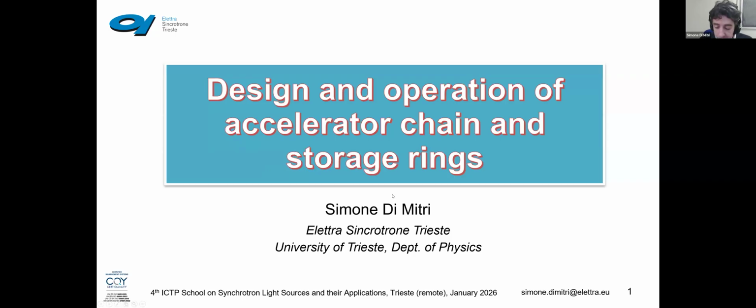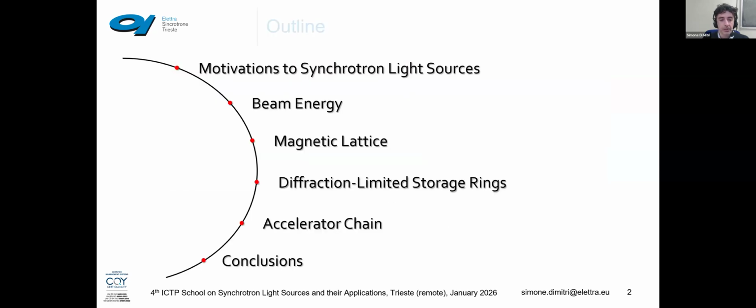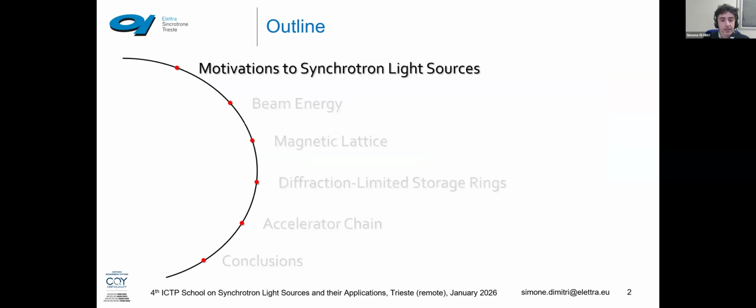Okay. So as agreed, I will basically split my lecture in two parts so that the audience will have the opportunity to put questions after the first part and after the second part. So the idea is to give a flavor of how synchrotron light sources in particular work, the motivations, and how they are built, how they work basically. So let's start from the reasons, from the motivations for such relatively large and complex infrastructures.